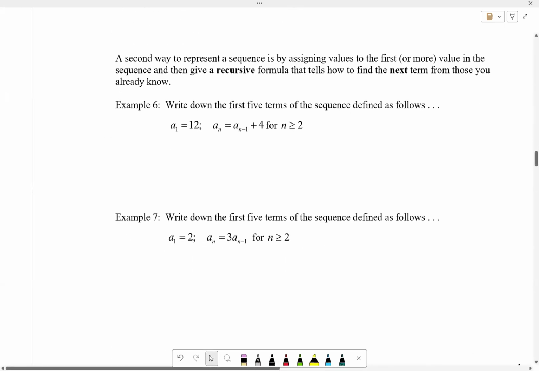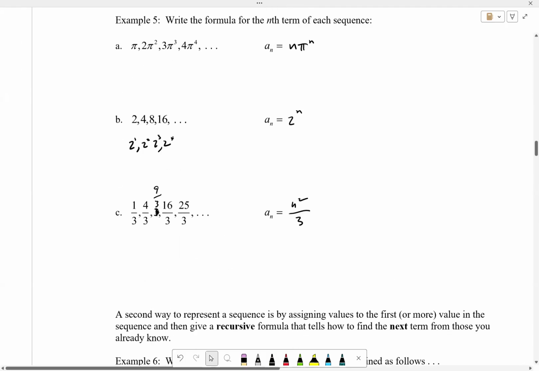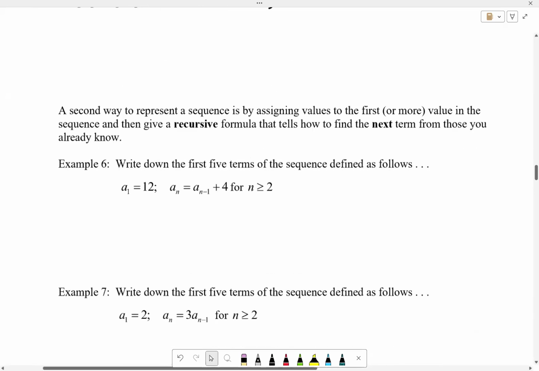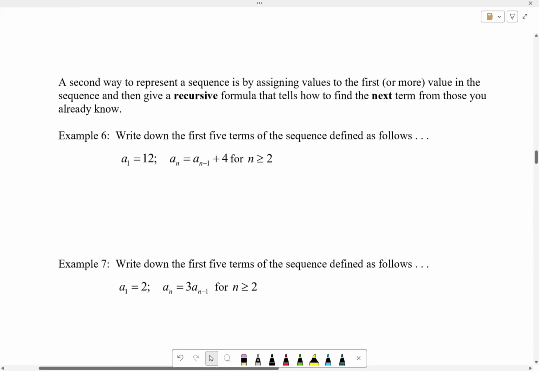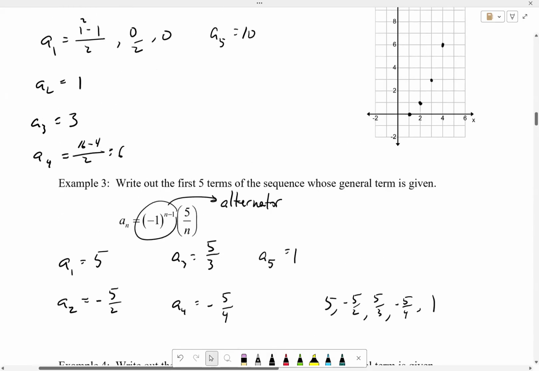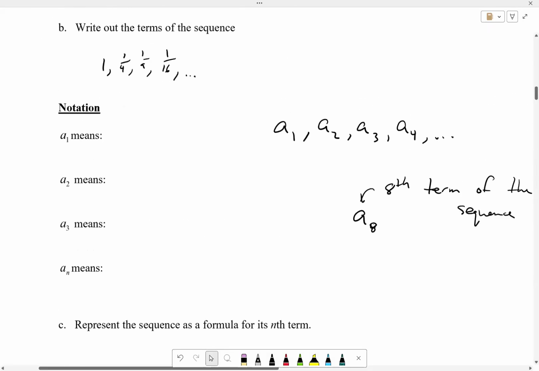Okay, a different way to make a sequence is by something called recursive. Whatever term we're asking for, because it's the first term in the series, second term in the series. A sequence, excuse me. The second way to represent a sequence is by assigning values to the first one or more values in the sequence and giving a recursive formula that tells how to find the next term from those you already know. Okay, I'm going to go back to the first notes way back here for just a moment.